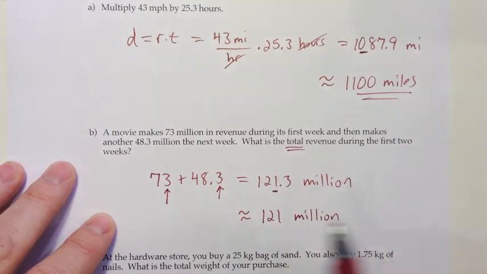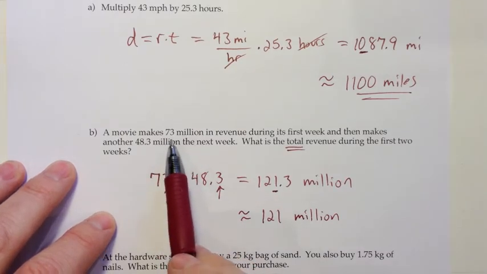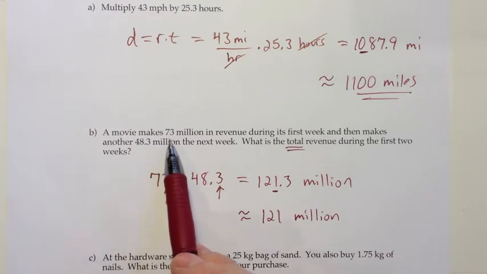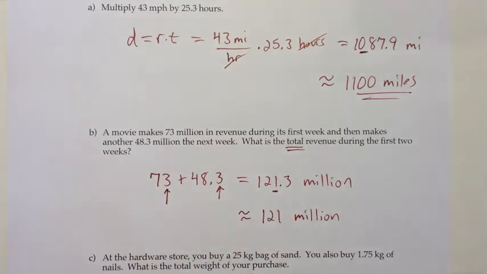And again, the idea is that both of these were probably rounded. This week they rounded it to the nearest million, the next week they went to the nearest tenth of a million, so this might have been 73.4 million or 72.6 or something like that.